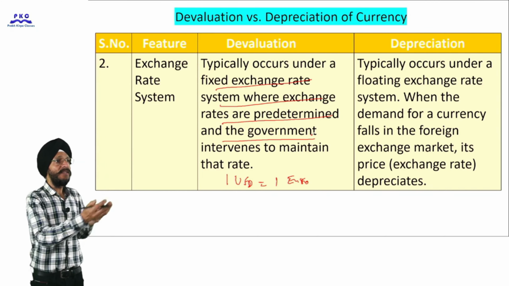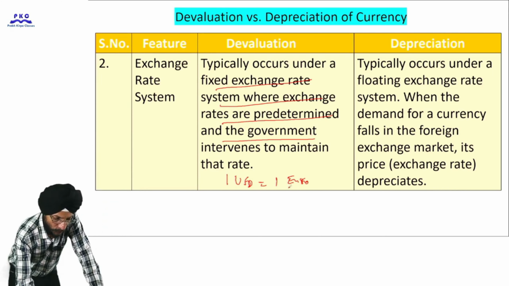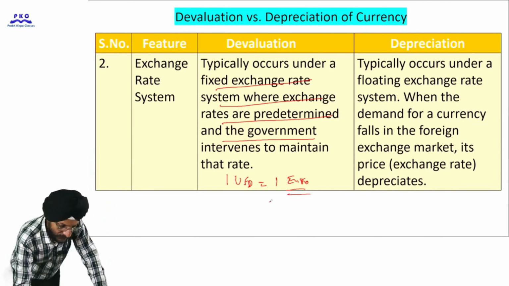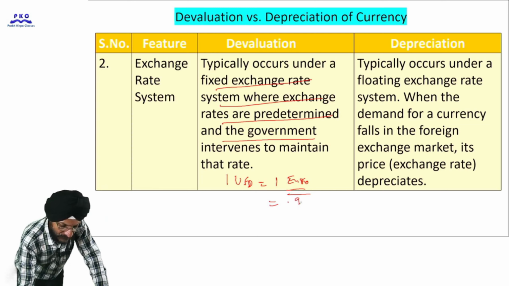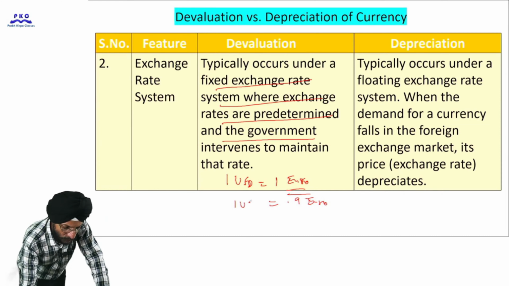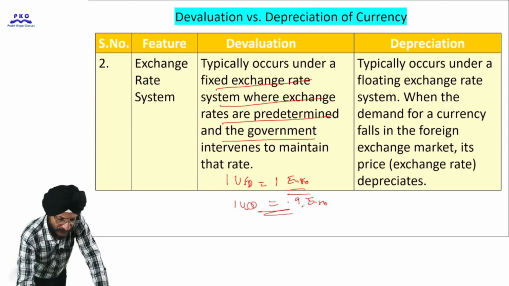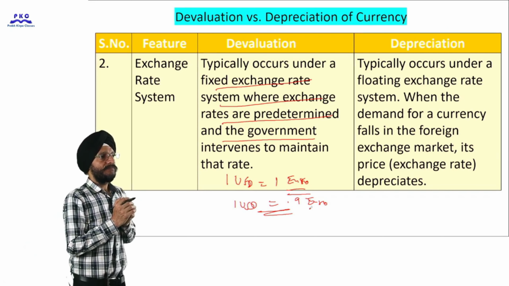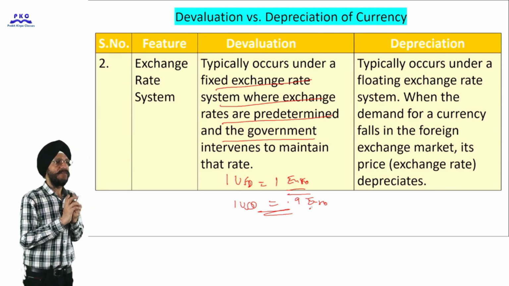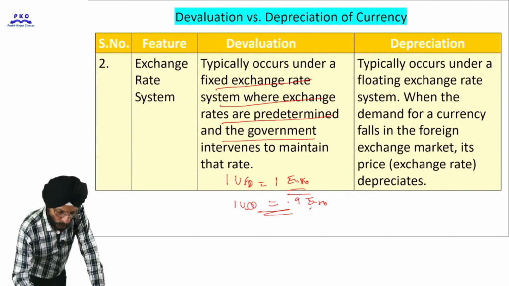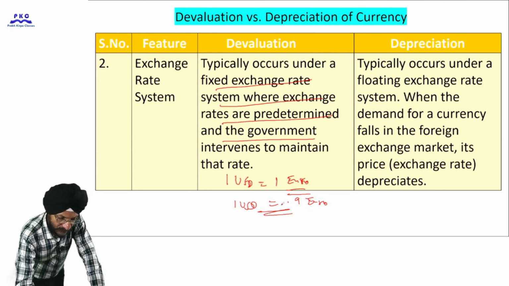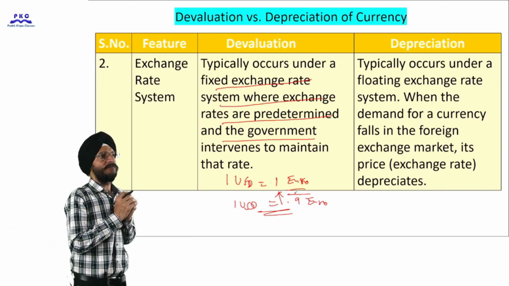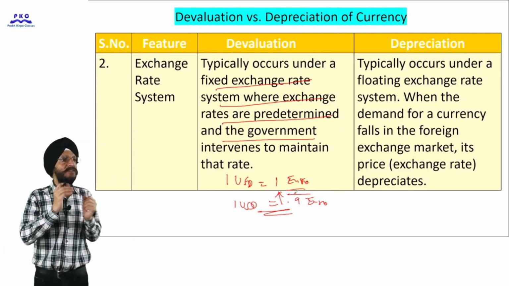Suppose the value of the euro increases and the European Union is following a fixed exchange rate system, suppose here 0.9 euro becomes equal to 1 US dollar, the government of the country may reduce the value of its currency to ensure that it again becomes 1 euro equal to 1 US dollar. Then depreciation.